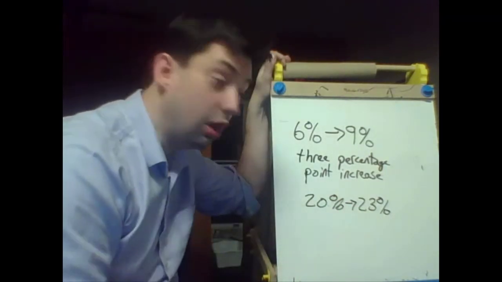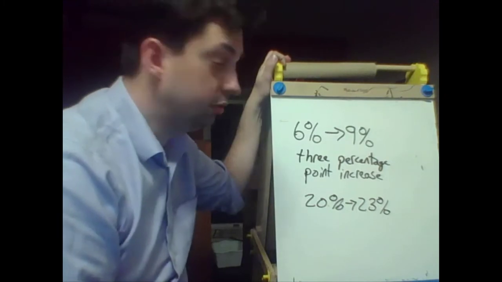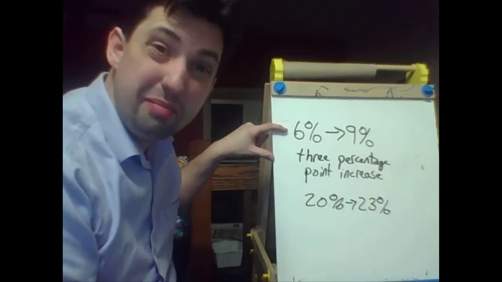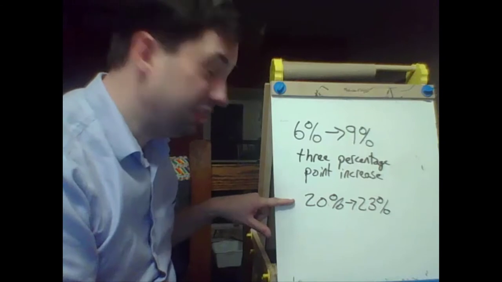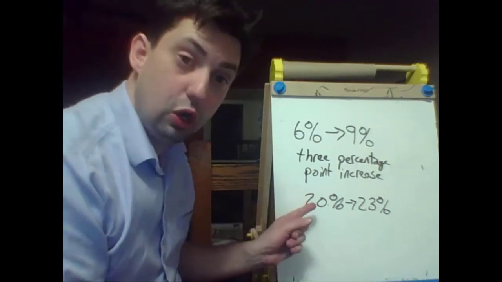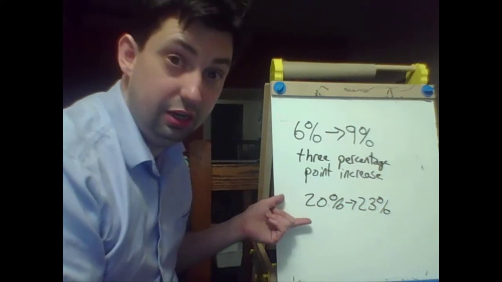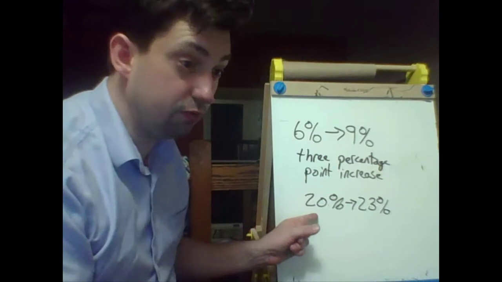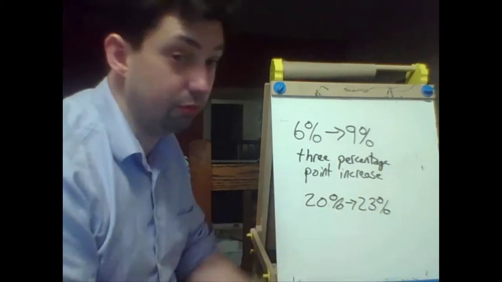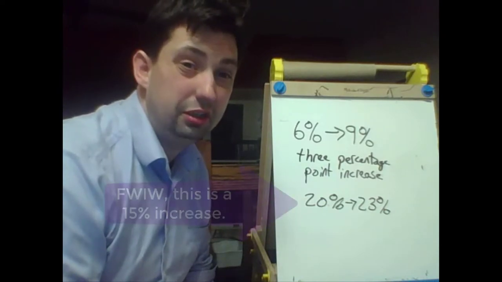This is also a 3 percentage point increase. This is a 50% increase, but this is not a 50% increase. It would have to go from, let's say, half of 20, 50%, so half of 20 is 10, 10 plus 20 is 30. It would have to go from 20% to 30% for these both to be a 50% increase.